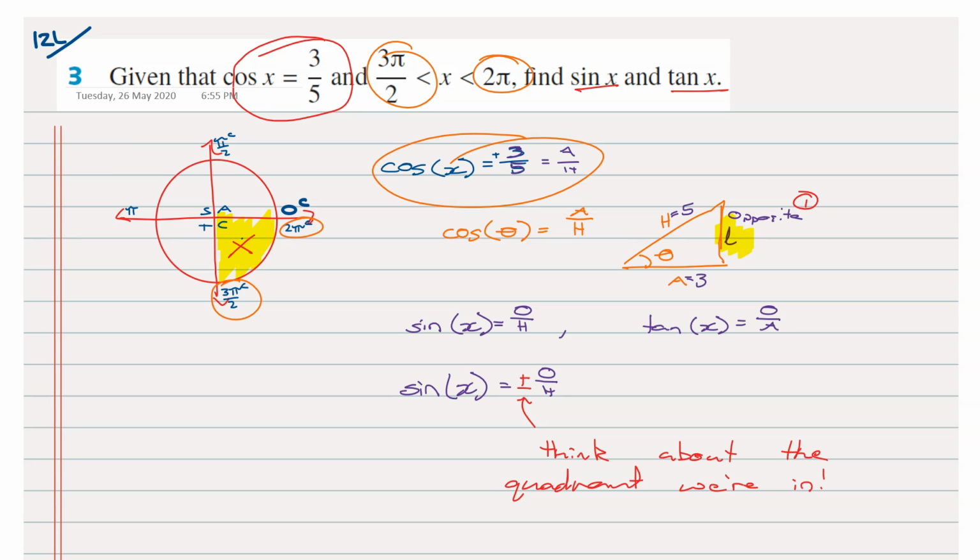And then do the same for tangent. Think about whether you think this ratio should be positive or negative.